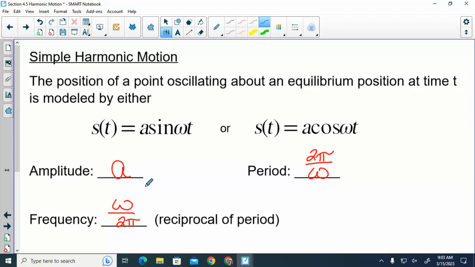Okay, so if my period is 2, then I could say it would take me 2 seconds to make one complete period. The frequency would be 1/2. So in 1 second, I've done half of my period.